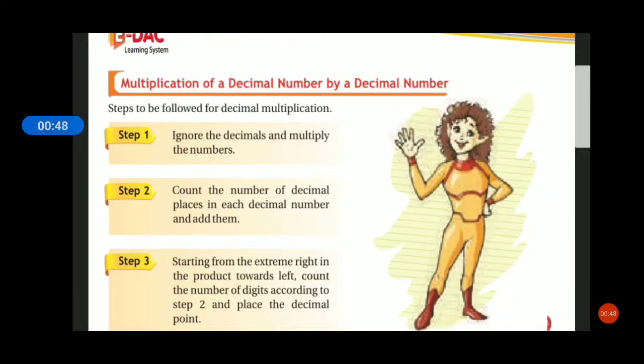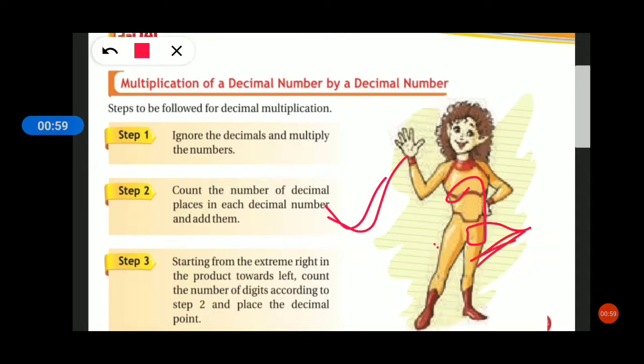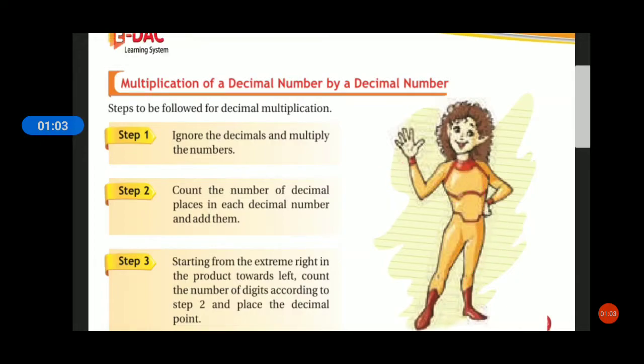You just need to count the decimal places in step 2, and then according to that you need to keep the point in the product. If it is only one decimal place, you need to keep only 1. You will just see the examples. You will try to understand it.